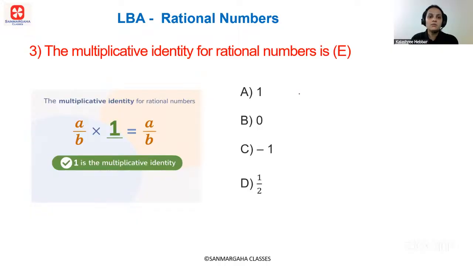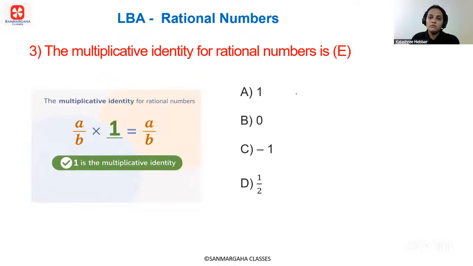Question number 3. The multiplicative identity for rational numbers is A 1, B 0, C -1, D 1 by 2. So let us know what is multiplicative identity first.